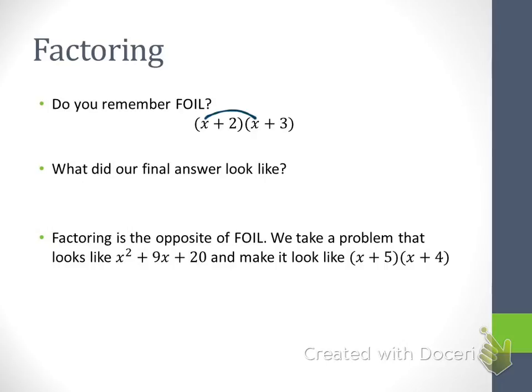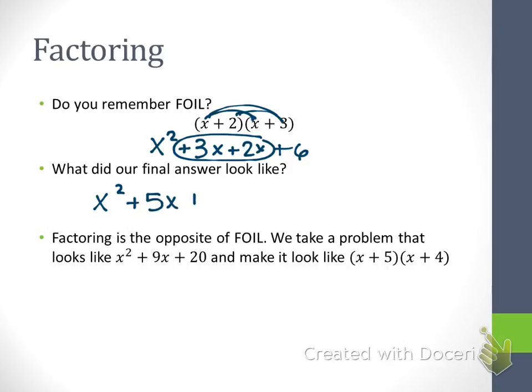So we would do first, which is x squared, outer, which is 3x, inner, which is 2x, and last, which is 6. We would then combine like terms. So I just bring down my x squared. My like terms are here. 3x plus 2x is 5x plus 6. Okay? So this is a quadratic expression. Or if I were to set it equal to something, it would become a quadratic equation.